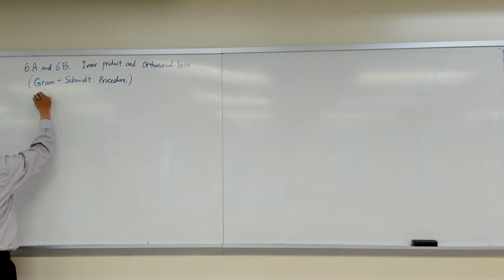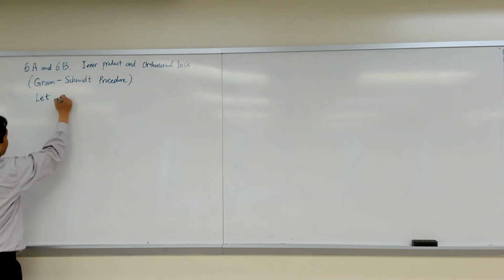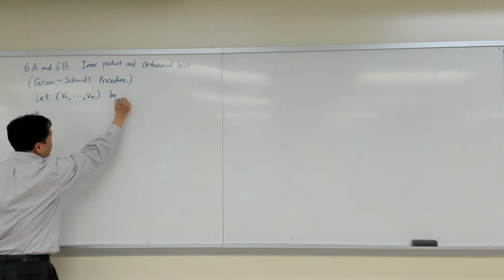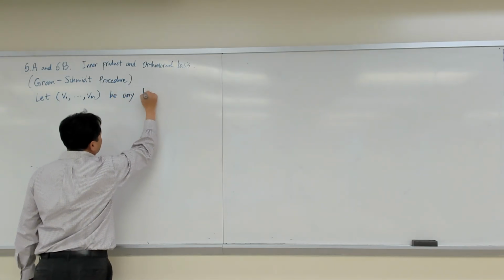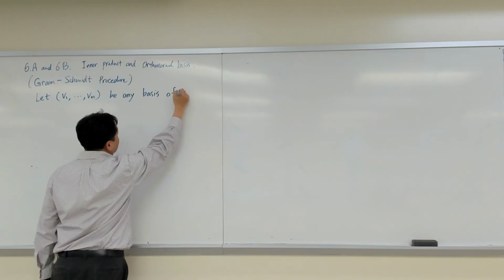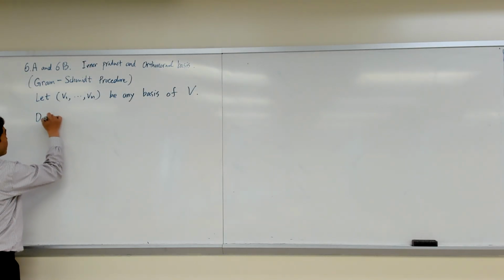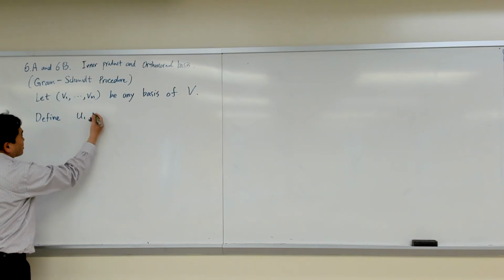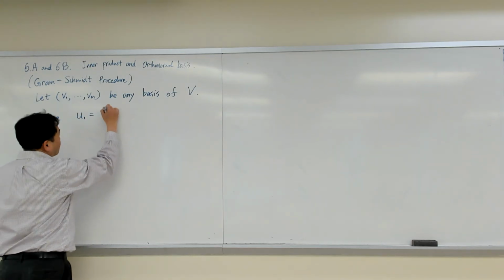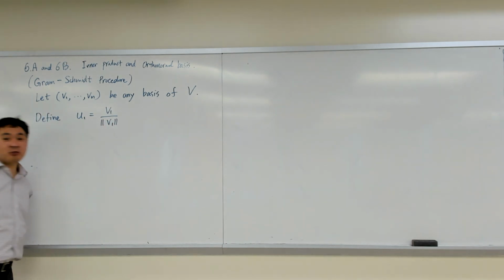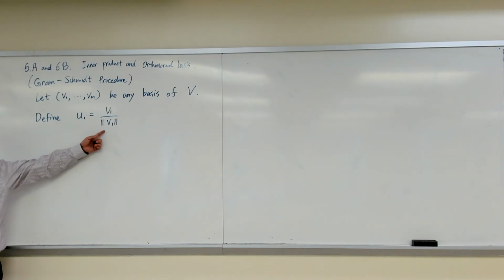Here, let V1 through Vn be any basis of V. Then define U1 as V1 divided by the norm of V1. You've seen this before, right? This one is called normalization.